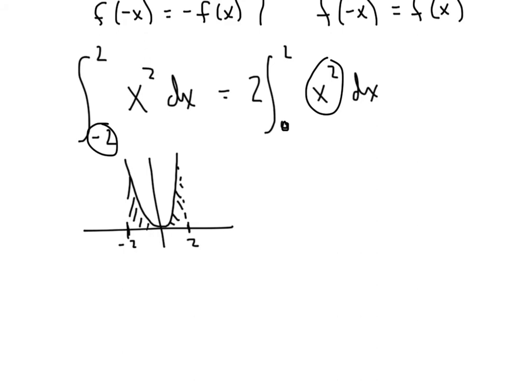Now, what if we were integrating maybe x cubed. Beautiful odd function, right? You're going to like this shortcut even better. Let's say we were going from -2 to 2 this time. What would you get? Well, the answer would actually just be 0.